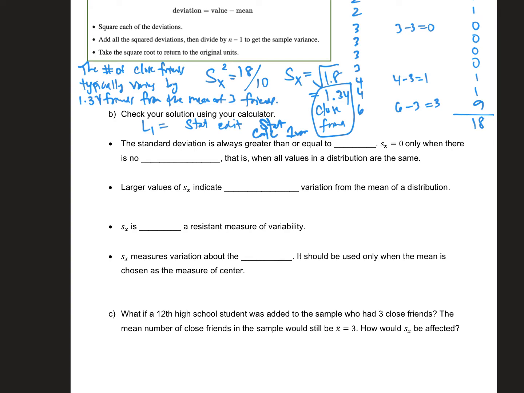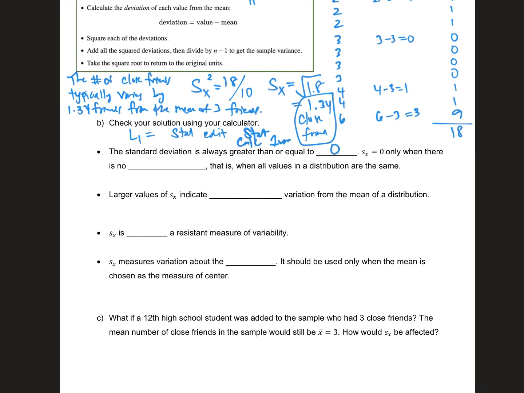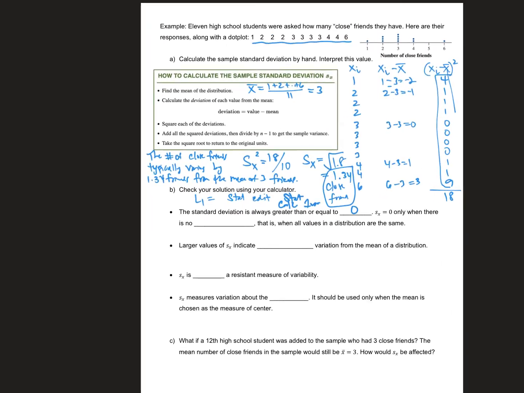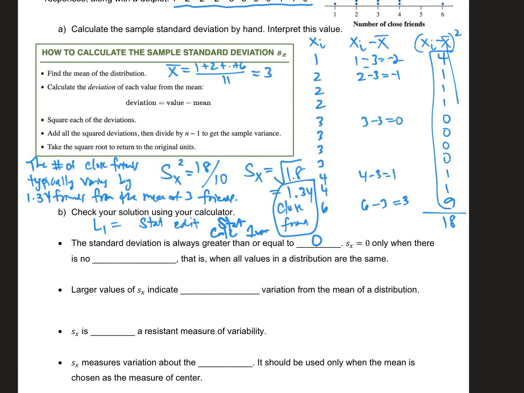The standard deviation is always greater than or equal to 0. It's never going to be a negative number. It's because when you take the difference and then you square it, and then at the very end we square root it to bring it back, that's why it's not going to be a negative number.